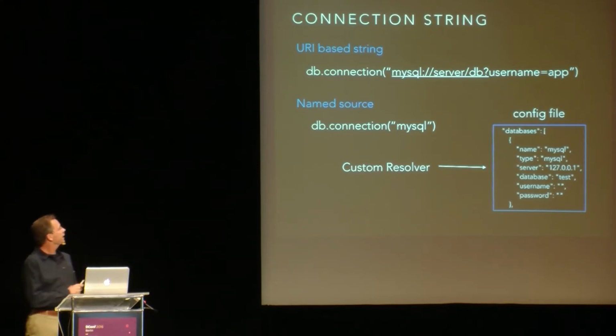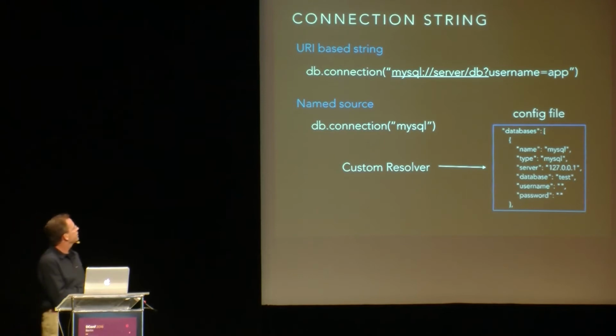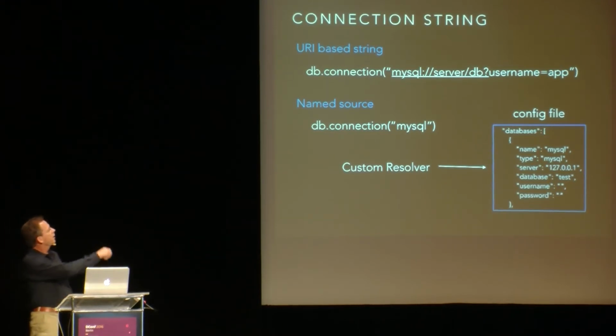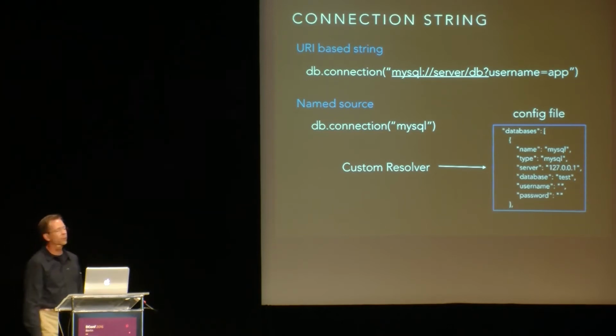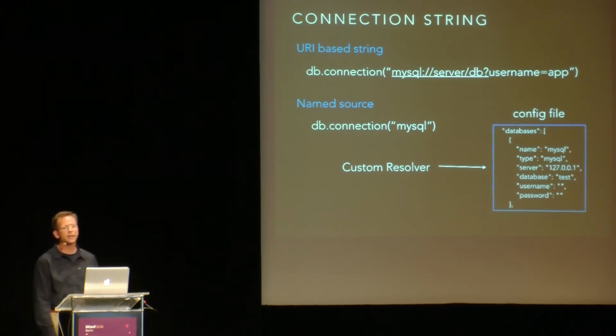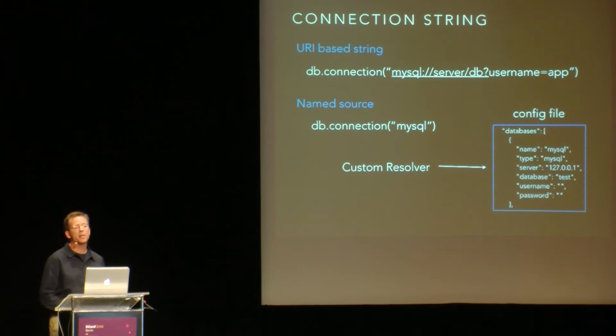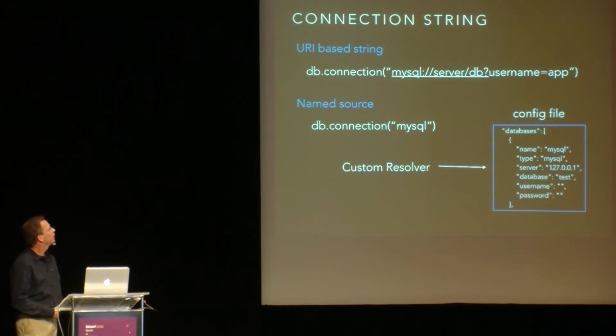Just a little more detail on the connection string, which is the two methods you can do. You can specify a URI-based string, and this is something that is extendable to support a lot of different parameters that you might like, including ones that may be specific to your database. Or you can do this name source one where it looks up in a config file like that one right there.